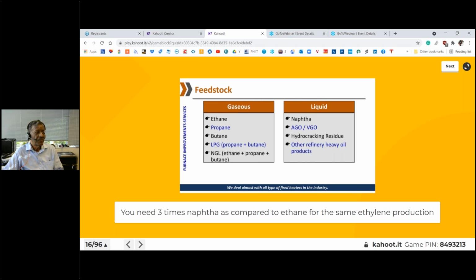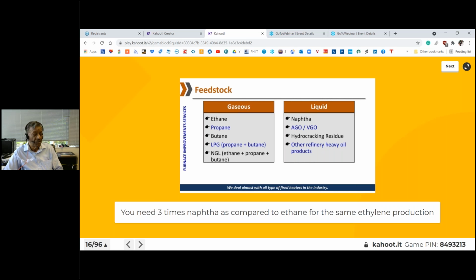So if you look at the feedstocks for the cracking furnaces, we are looking at gaseous feedstocks, which are basically ethane, propane, butane, LPG, and NGL is a mixture of ethane, propane, and butane, or the liquid, which is naphtha, gas oils, hydrocracking residue, other refinery heavy fuel oil products.